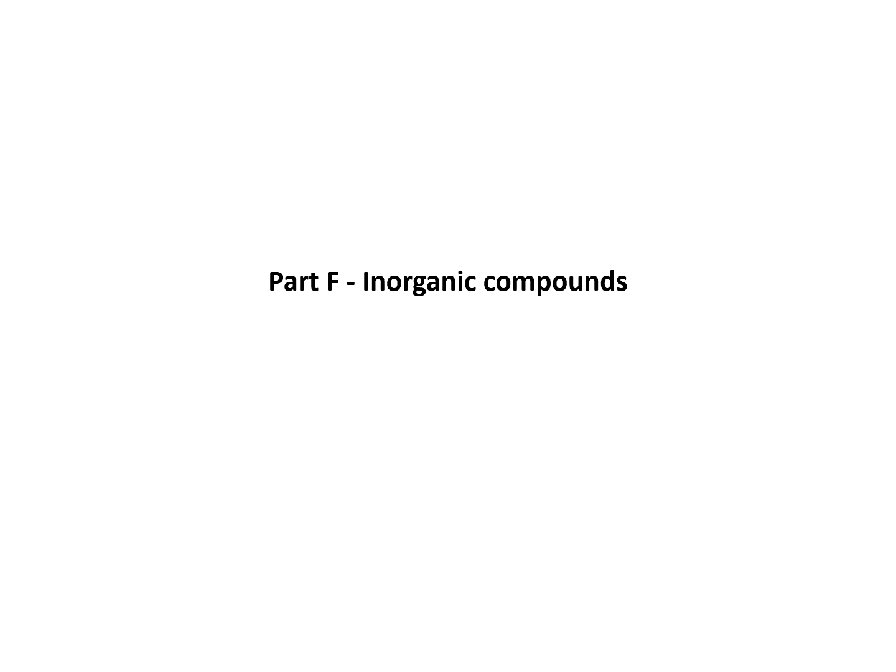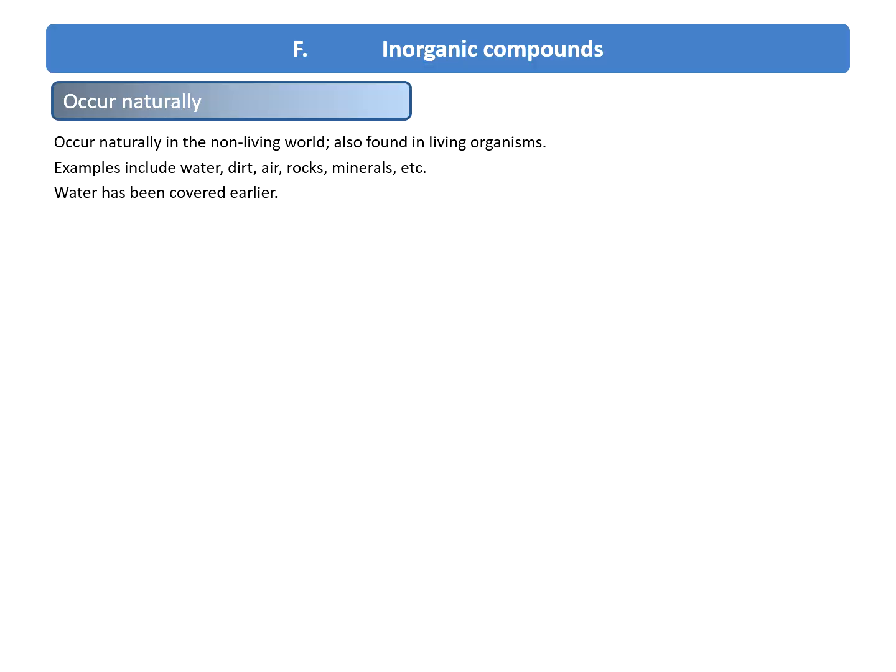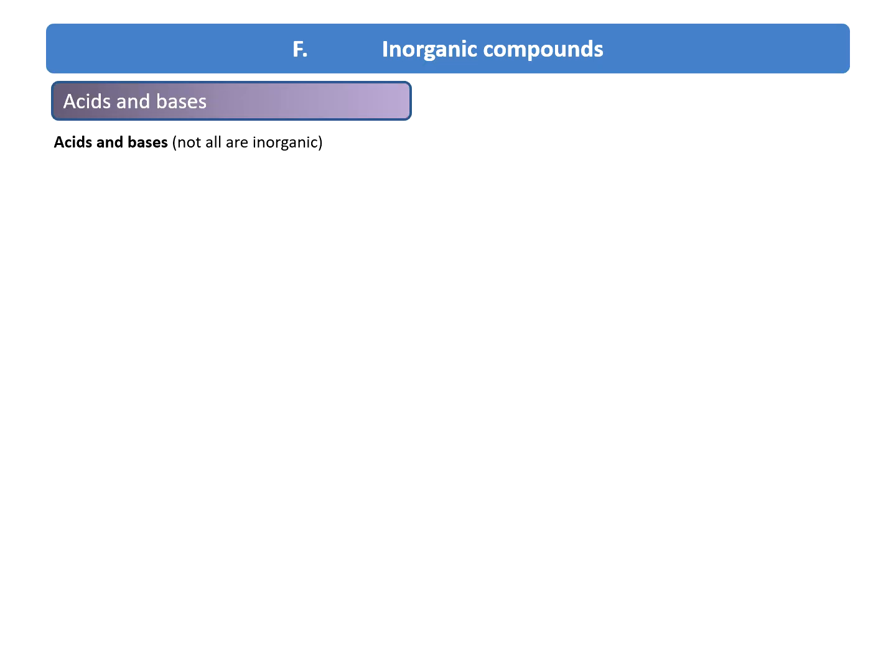Let's continue with part F, inorganic compounds. Inorganic compounds occur naturally in the non-living world, and they're also found in living organisms. They include things like dirt, water, rocks, minerals. We've covered water already. Let's look at a simple introduction to acids and bases. Many acids and bases are organic compounds, and we'll cover these in detail at a later time.